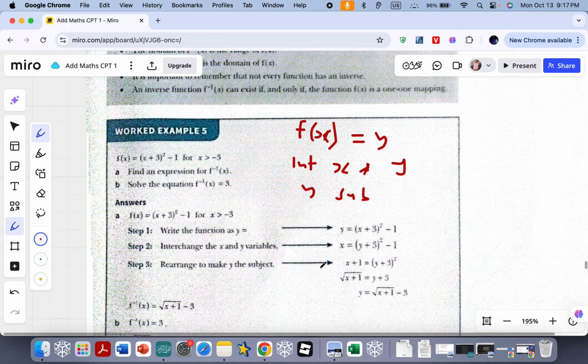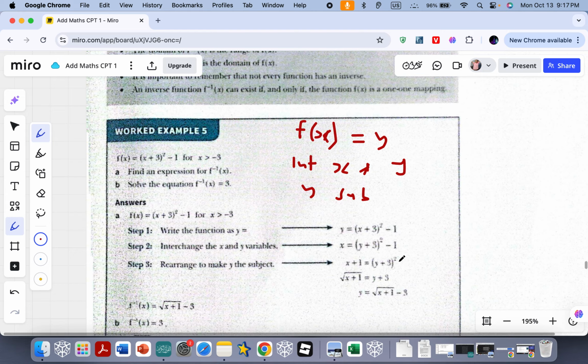That's what you did. Then the next thing is to make y the subject. So if you want to make y the subject now, first I will move this minus 1 to go and join the x. So when it comes to the left, it becomes plus 1. So that's how we got x plus 1. It's normal arithmetic. Now on the right, what we have is (y plus 3) squared.